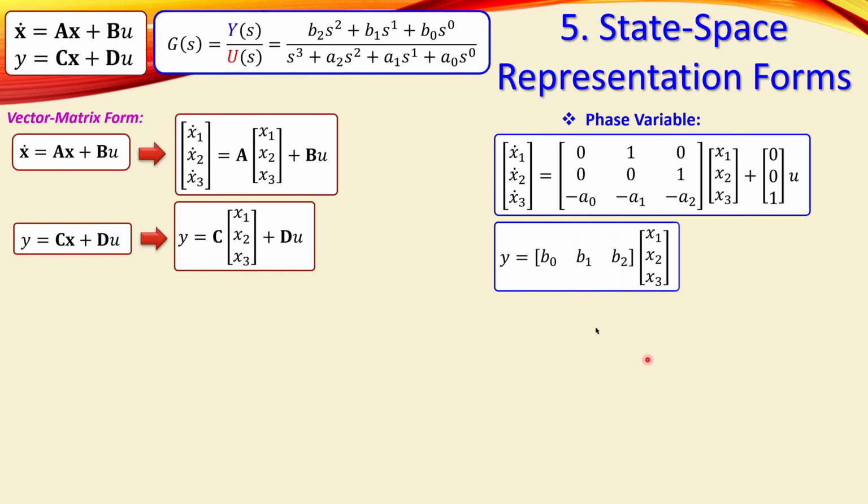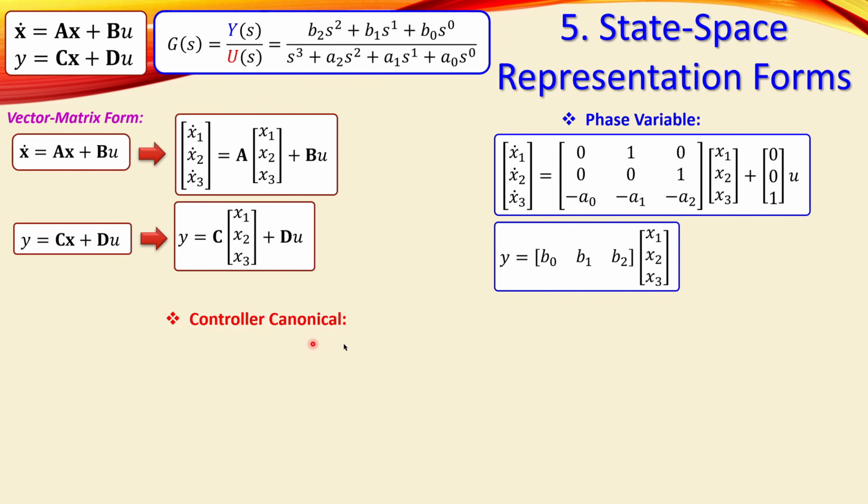Now for the output y, which is the C matrix here, you will get values from the numerator, again in the reverse order, so B0, B1 and B2. So if this is just 10, what we had before, this is just 10, 0, 0. Or you do this 1, 0, 0, and you will do this 0, 0, 1. That is also possible. But it is only the phase variable form, one of the many other representation forms.